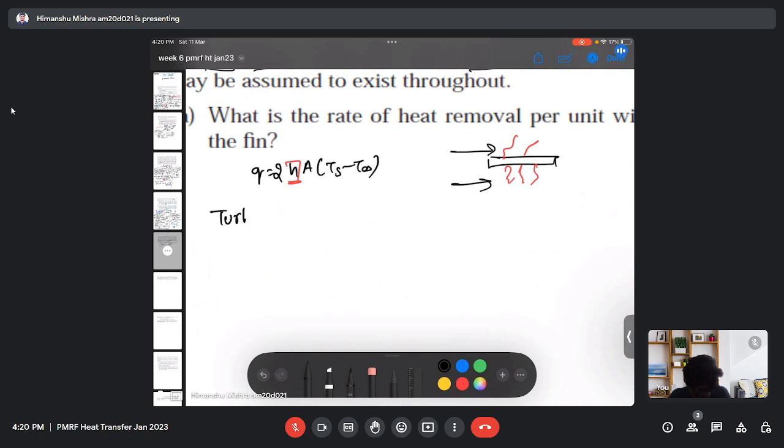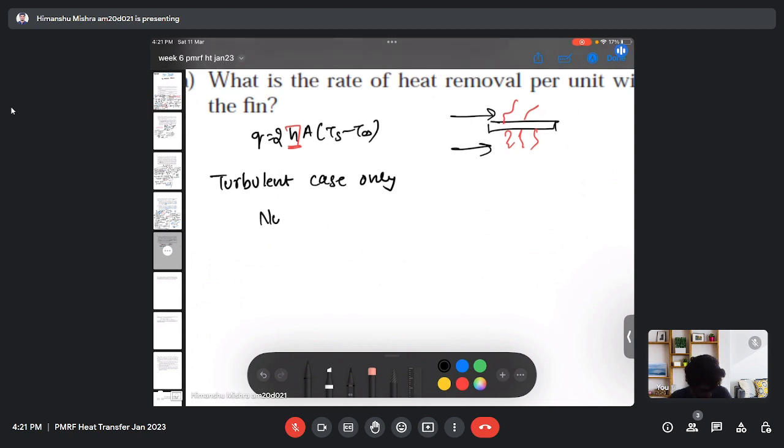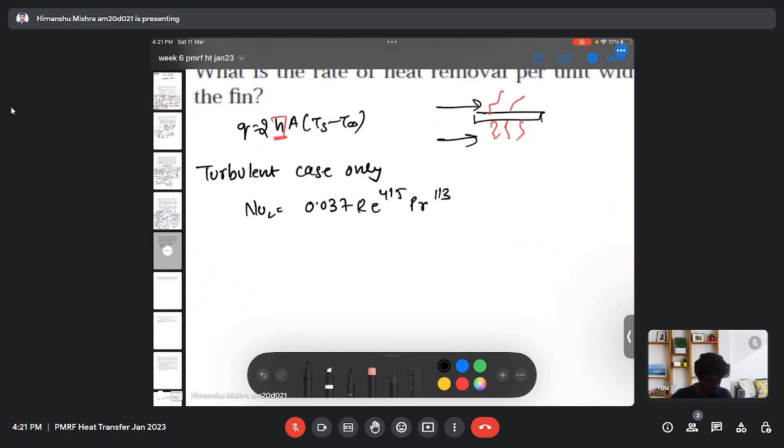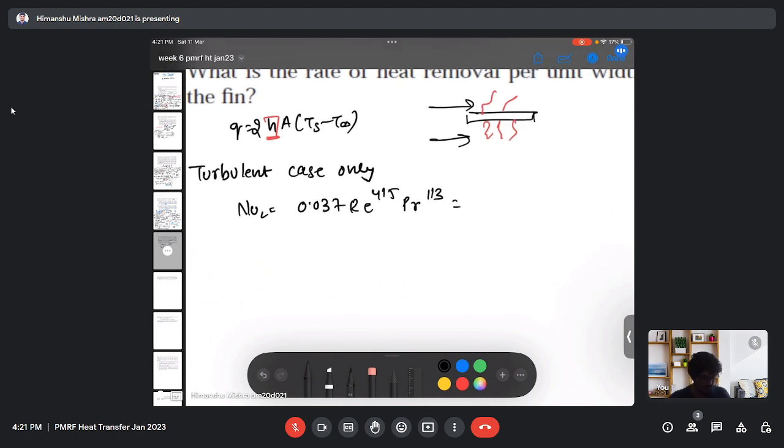So for the turbulent case only. According to the question we are given only the turbulent case. There is no laminar profile. So for that the average Nusselt number will be this. We just need to put the values of the Reynolds number and Prandtl number here.